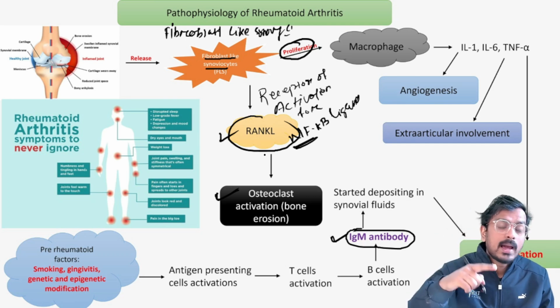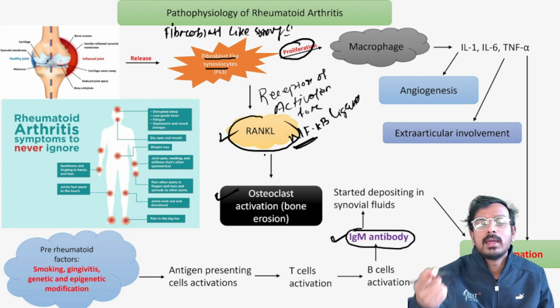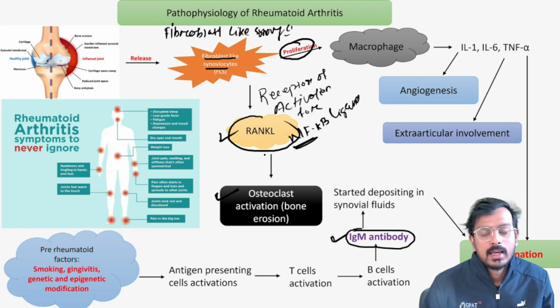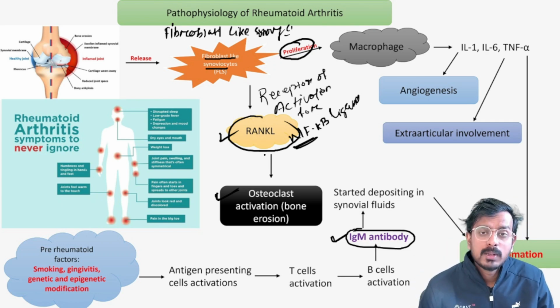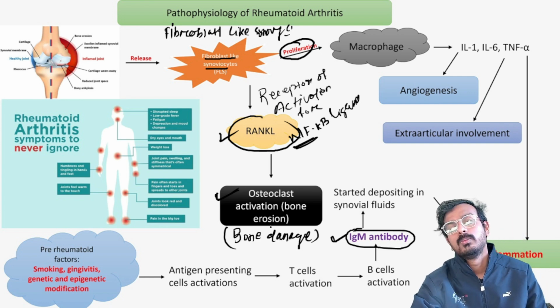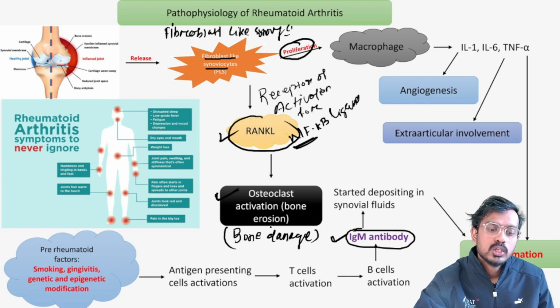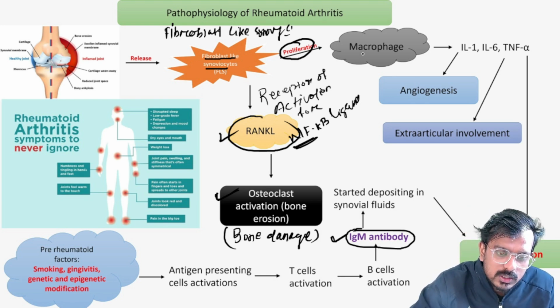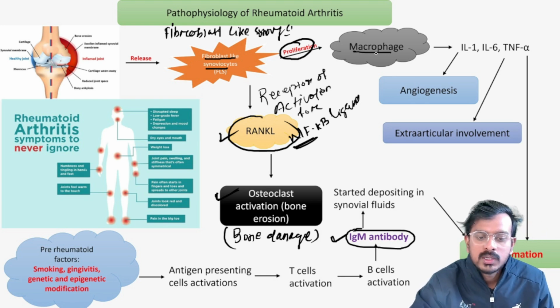How will this RANKL be activated? It will be activated by FLS, fibroblast-like synoviocytes. So once the osteoclast is activated, it will cause bone damage. Joint damage is one of the important symptoms of prolonged chronic rheumatoid arthritis. This FLS proliferation can also activate the macrophage.